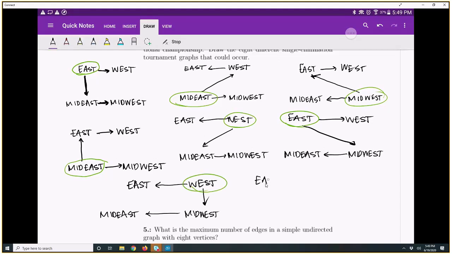Or I could have that West beats East, and Midwest beats Mid-East. And so West and Midwest play for the championship, but maybe Midwest is the champion. So now if I look around, I do have exactly 8 different tournament graphs and exactly 2 graphs for each champion, each possible champion. So these are all of the different ways that this single elimination tournament could be played.